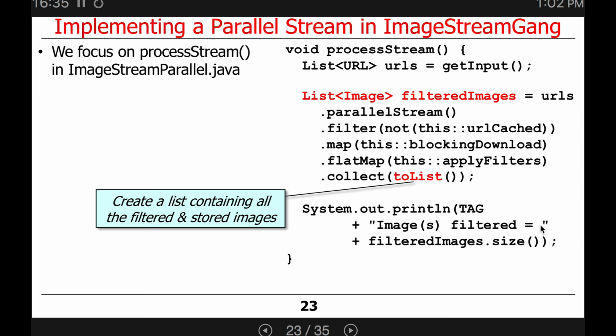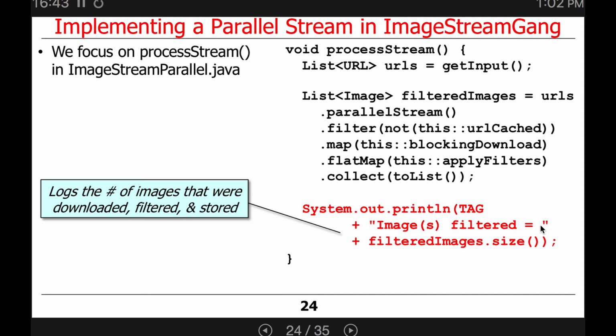So you can see that that ends up being stored here as a local variable called filteredImages of type List. And the very last thing that we do here is just go ahead and log the number of images that have been downloaded, filtered, and stored, where again, filtered means transformed. Okay, so that's a summary of what's going on with our ImageStreamGang parallel stream implementation.